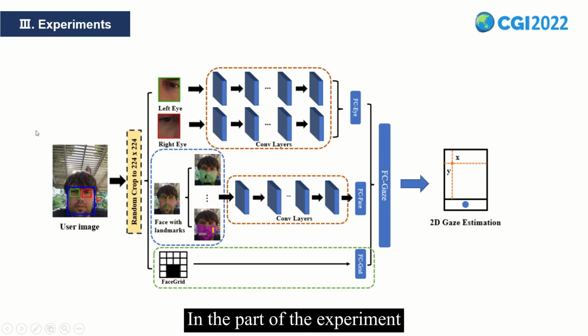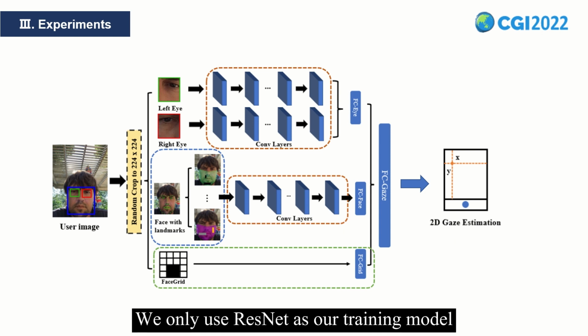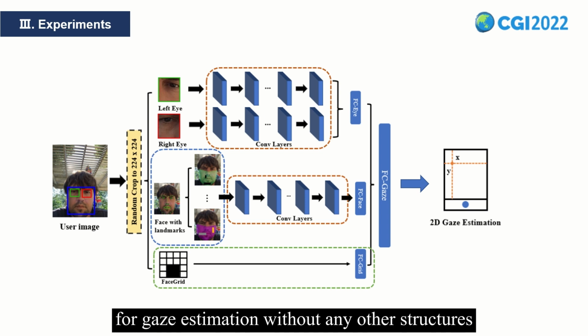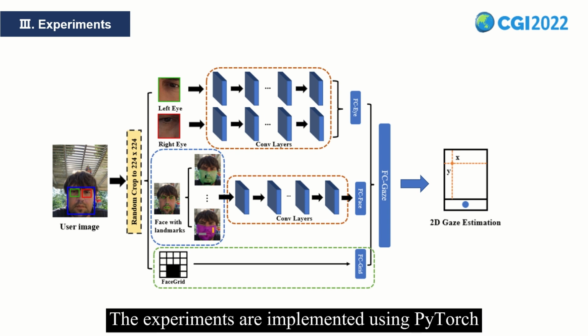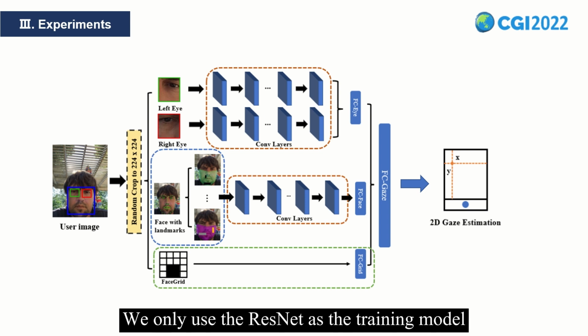In the experiments part, we have three input branches: eye image, face image, and face grid. We only use ResNet as our training model for gaze estimation without any other structures. Finally, all branches are connected through fully connected layers to output the gaze point or gaze directions. The experiments are implemented using PyTorch. We only use ResNet as the training model.